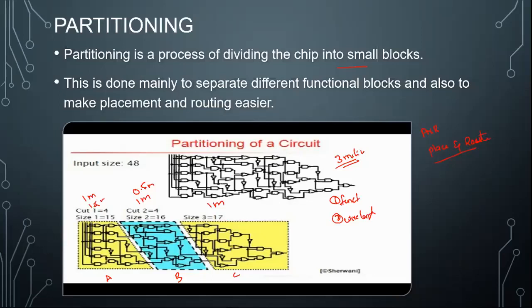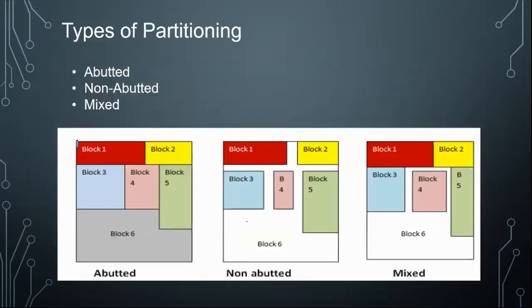Before starting PNR, we should understand what the inputs needed for PD are, and also discuss this. Partitioning is of 3 types: abutted, non-abutted, and mixed. If you see this one completely, this is my one chip, so we can call it a full chip. This is one type of partitioning. Here it is divided into block 1, block 2, block 3, block 4, block 5, block 6.